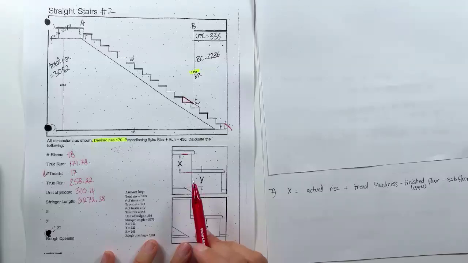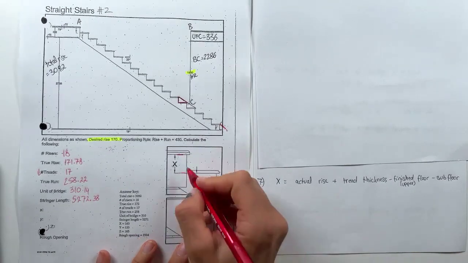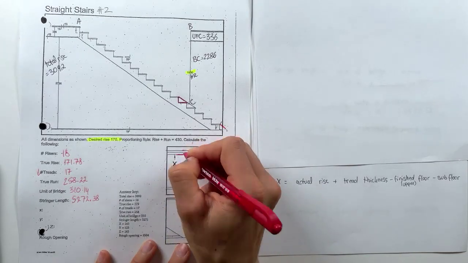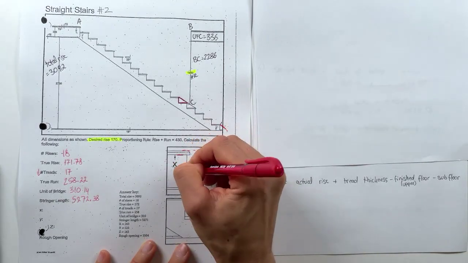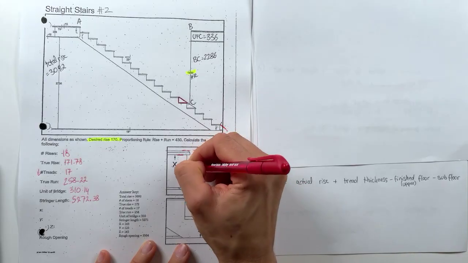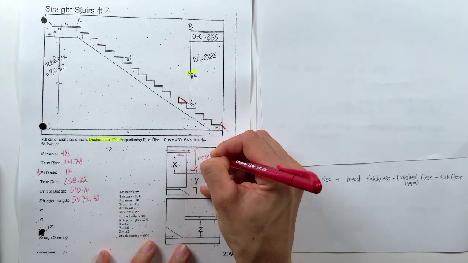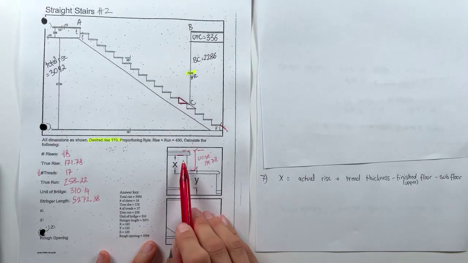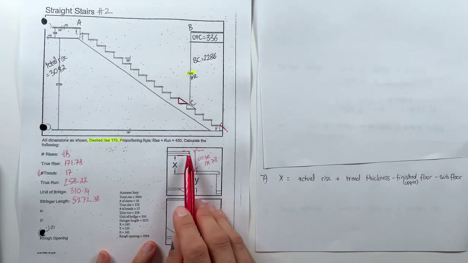So the way we find X, our actual rise or unit rise goes from top of tread to top of tread, right? So this right here is our unit rise of 171.78. So now we just need to see what we have to add and subtract from this number to get X. So let's have a look. So top of tread to top of tread.